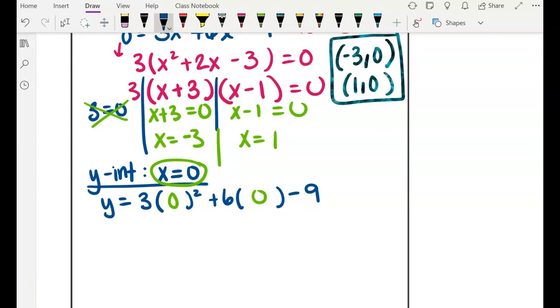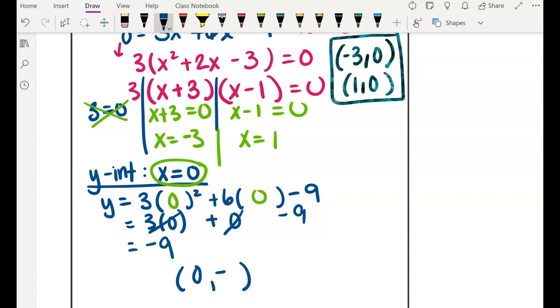0 times 3 is 0. 6 times 0 is 0. Drop down the 9. So these are both 0, which means your y-intercept is negative 9. Write it as an ordered pair: x is 0, comma, negative 9. So you have 1 y-intercept and 2 x-intercepts.